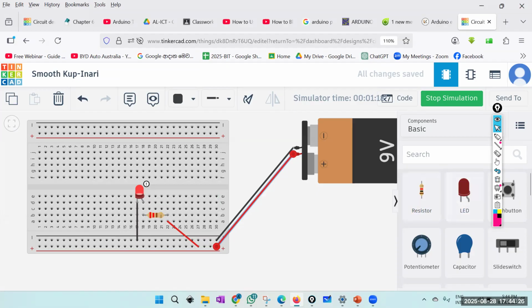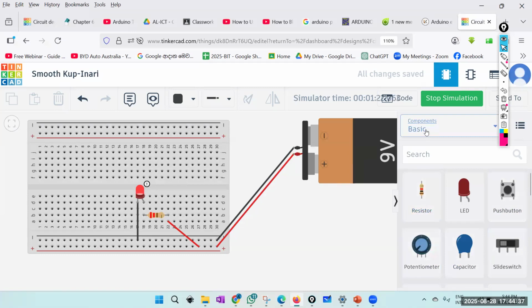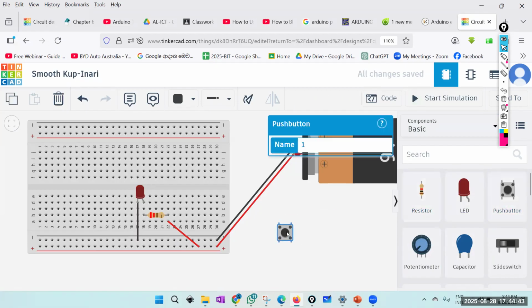So let's add a push button. You can see push button. And this is basic, right? There are some more items if you go to all, other than these items. But this is the basic stuff, because in basic stuff you have the push button and everything, right? So let's drag and drop somewhere here.